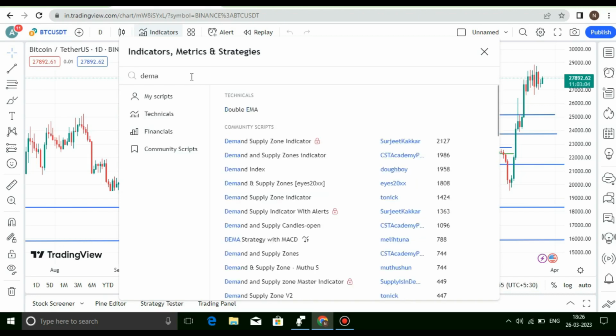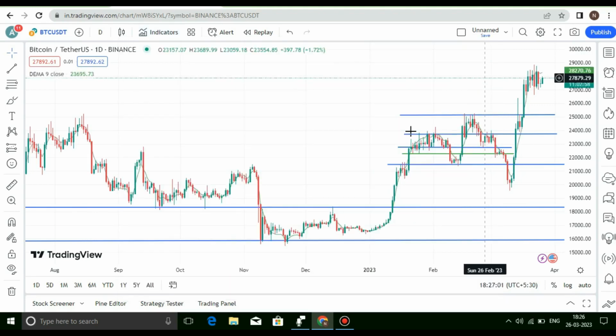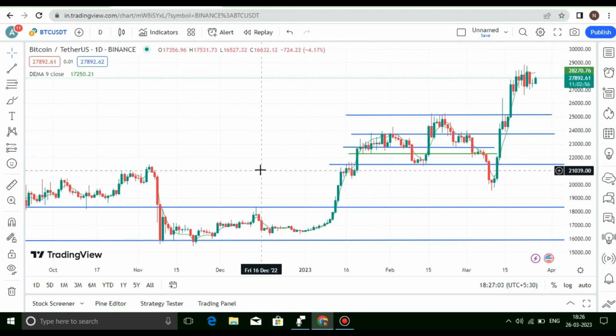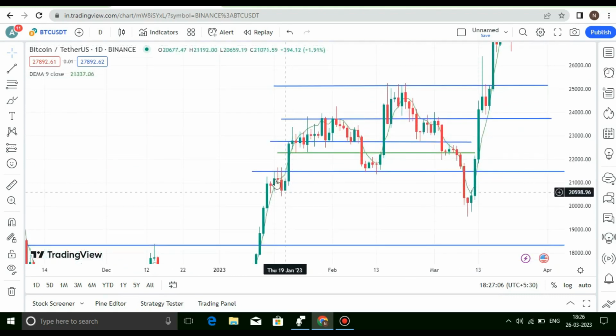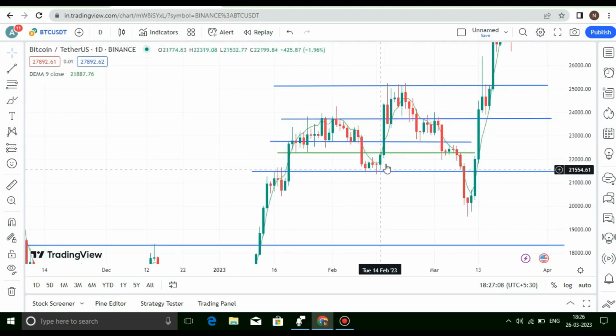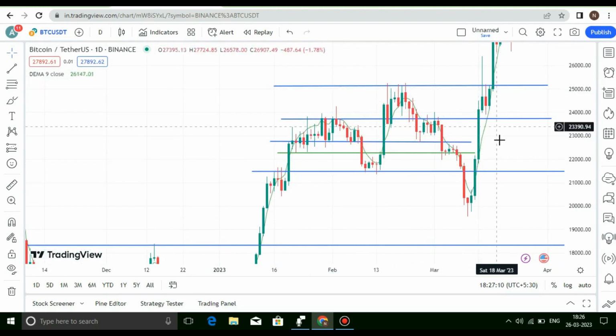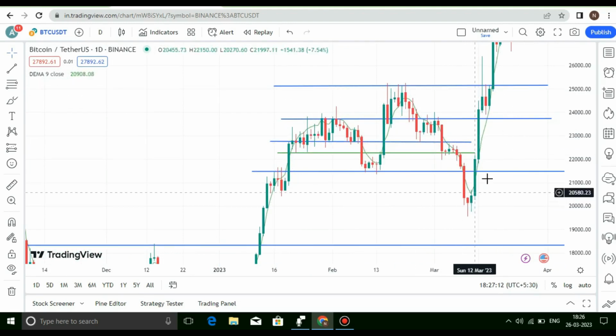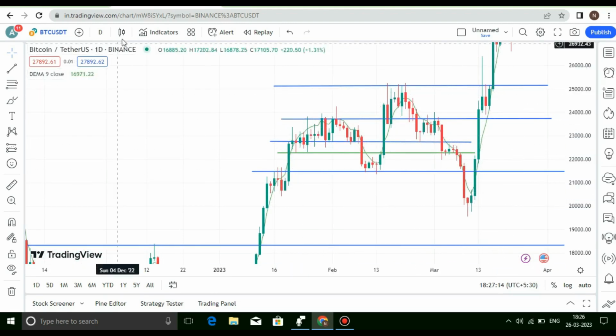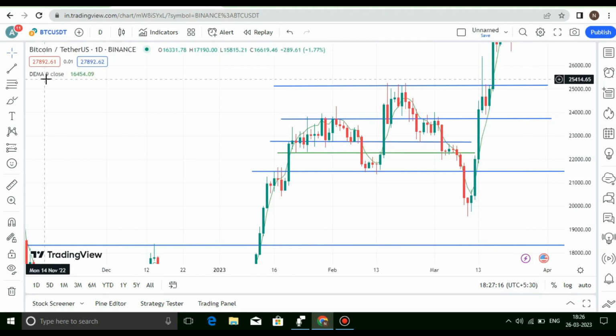So you will get a double EMA over here like this one, and click on this one. Now let's see. So here we have it, the double exponential moving average. You see this green colored line tickling over here, and that is the double exponential moving average. This is the 9-day double exponential moving average, as you can see here, DEMA 9 and close.